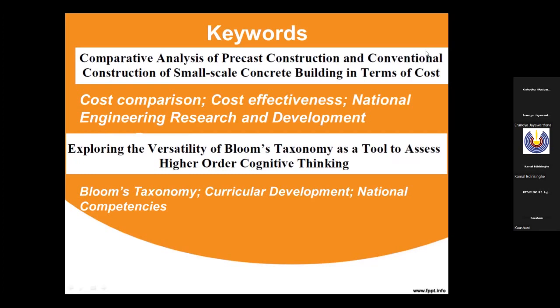Some abstracts have no keywords, but especially in the keywords, you can see, for example, the title "Comparative analysis of precast construction and conventional construction of small-scale concrete building in terms of cost." This is one topic in a research article. Here, you can see five keywords. You have to write them in italic form, and put them into this combination, and engineering research and development. Another one is exploring the versatility of, this is one topic.